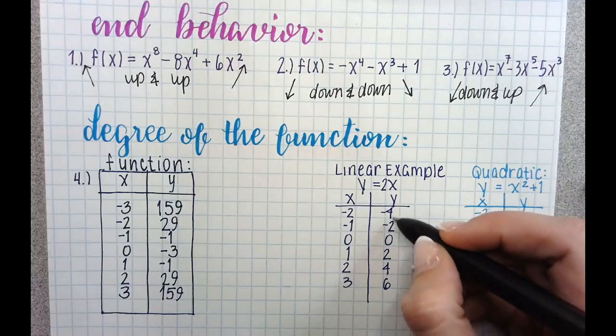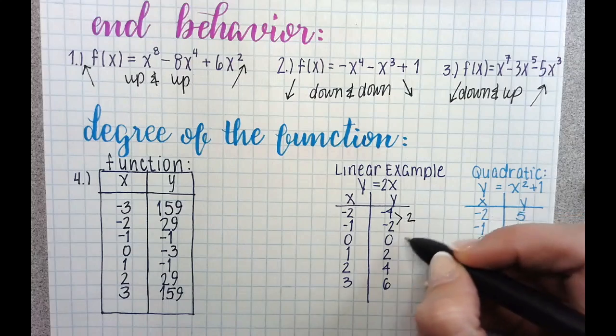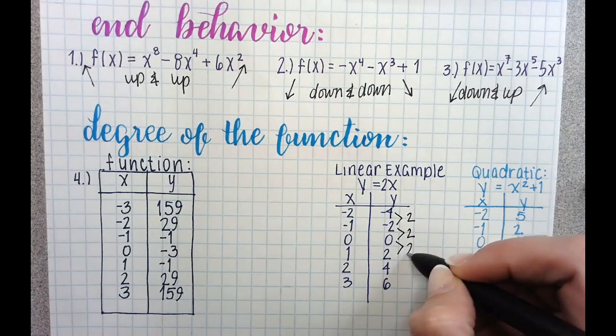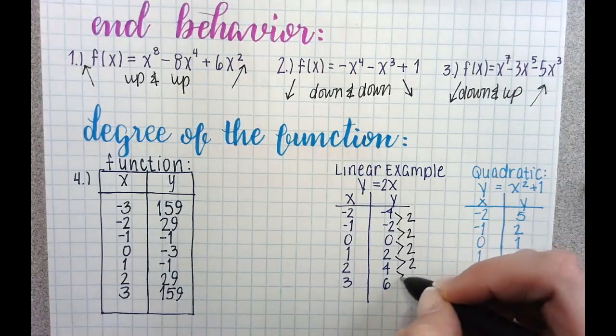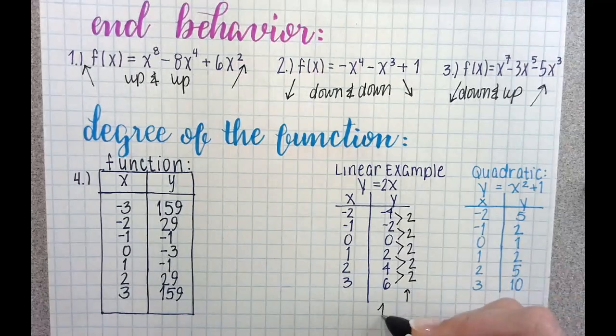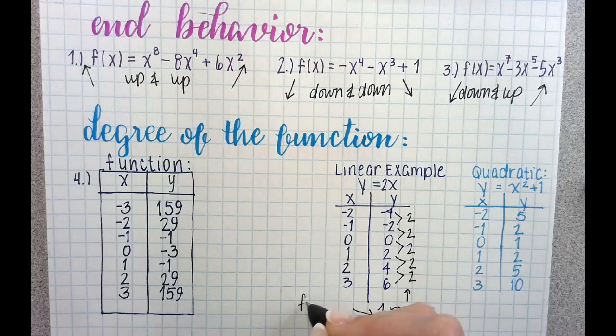Now, what you do is you check the difference between consecutive values. So how far apart are -4 and -2? 2. How far is -2 from 0? 2. How far is 0 from 2? 2. 2 from 4, and 4 from 6. They all match. It took one step, all right? So one row for a match. So it's going to be a first degree. So that means the degree is 1, first degree. And what kind of equation is a first degree equation? A linear.